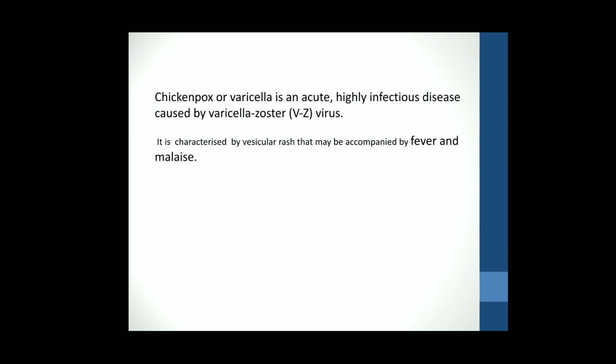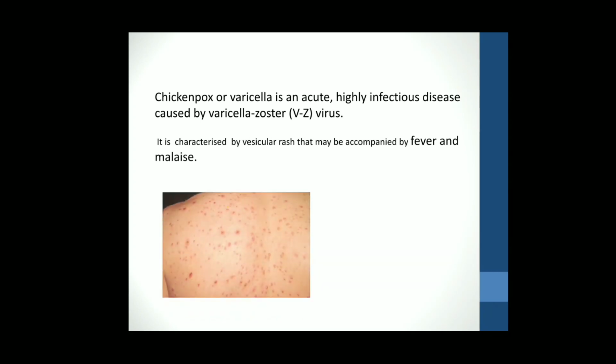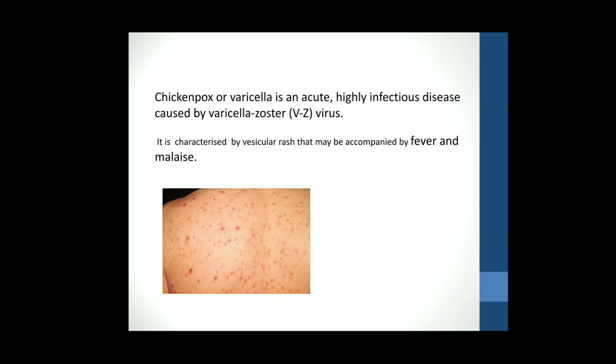Chicken pox is also called varicella, and it is an acute, highly infectious disease caused by the varicella zoster virus. What happens when a patient is affected by chicken pox? The patient has fever and malaise, and a vesicular rash. You can see in the slide that he has a vesicular rash. This is the definition of chicken pox, and this is how an infected patient will look. You can see the rash, which is a vesicular rash, and the patient will have fever as well as malaise.